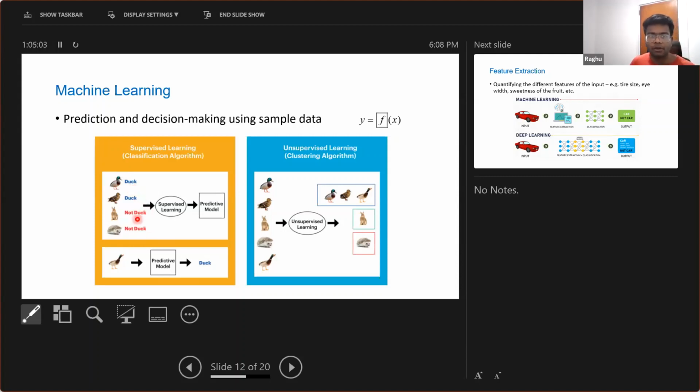What supervised learning is, is that we give images and we are also saying it's a duck or not a duck. These things, duck and not a duck, are called labels. When those labels are given, it's supervised learning. In unsupervised learning, we just give images and the algorithm tries to sort these images, to cluster them.